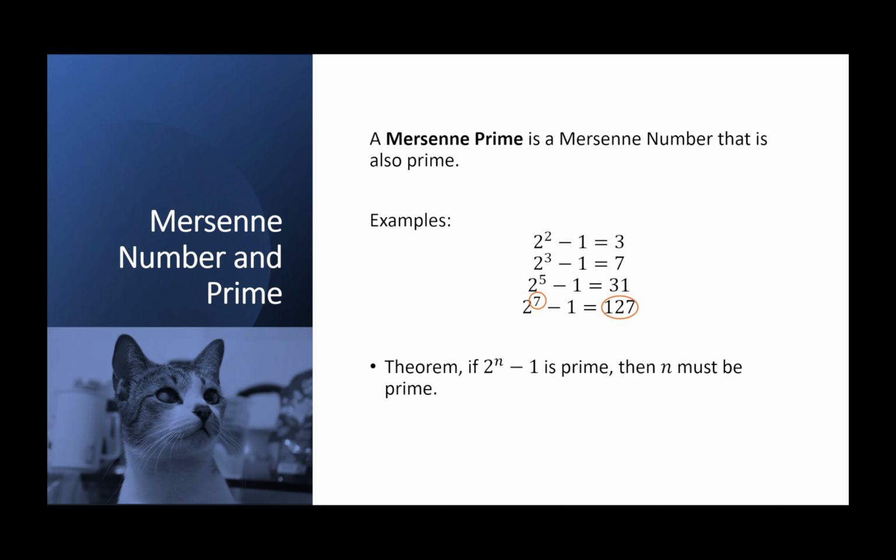Let's observe this one. 2 raised to 2 minus 1 is 3, which is a prime number. And if you observe, n, which is the exponent of 2, is also a prime number. This is also true for the next Mersenne prime, which is 7. So 2 raised to 3 minus 1 is equal to 7. 7 is a prime number, and as you observe, 3 is also a prime number. And this is also true for the next Mersenne prime.